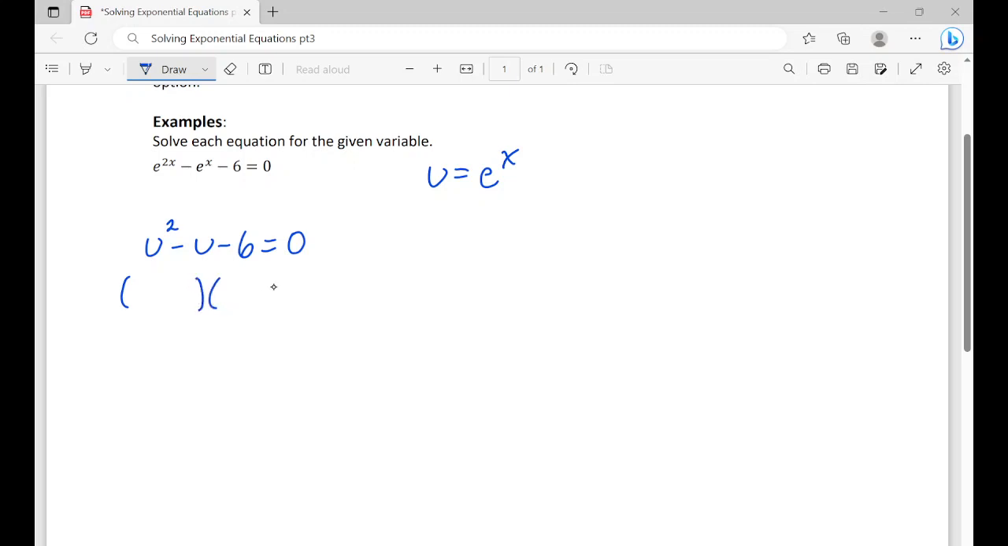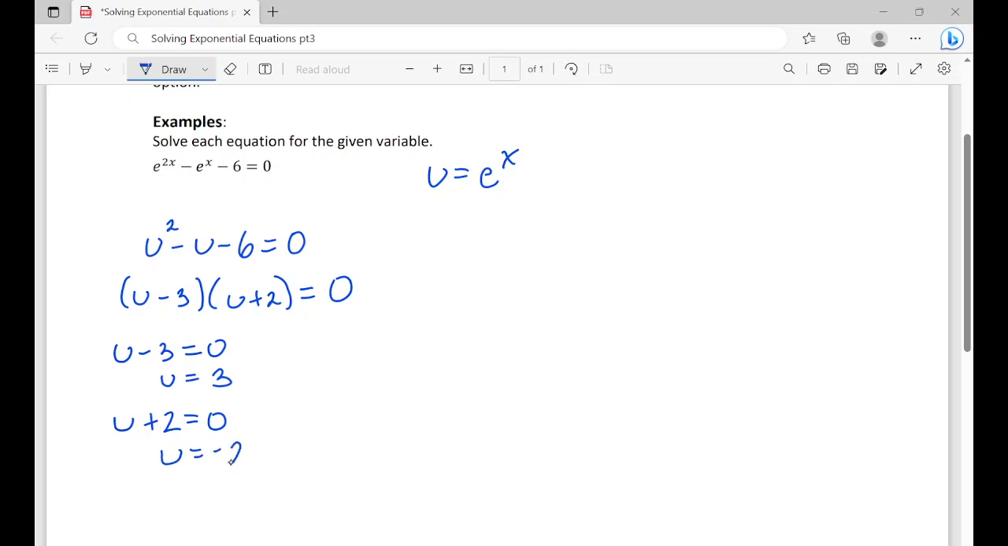So, setting up my factored form, what times what equals negative 6 but adds to give me negative 1 is negative 3 and positive 2. So I can say u minus 3, and u plus 2. And then I can solve each one of these for 0. So u minus 3 equals 0, u plus 2 equals 0, and solve. I'm going to get u equals 3, and u equals negative 2. So I know what u equals.